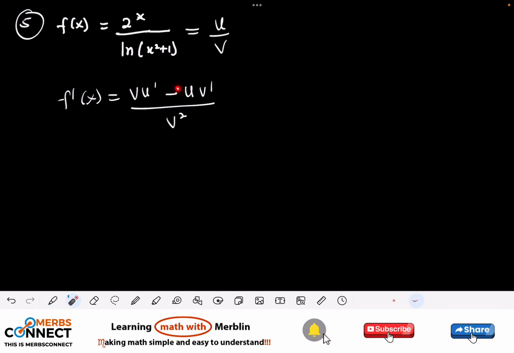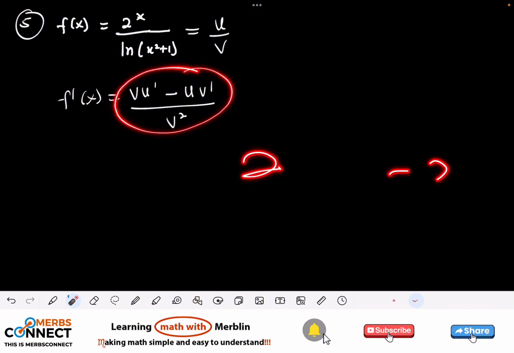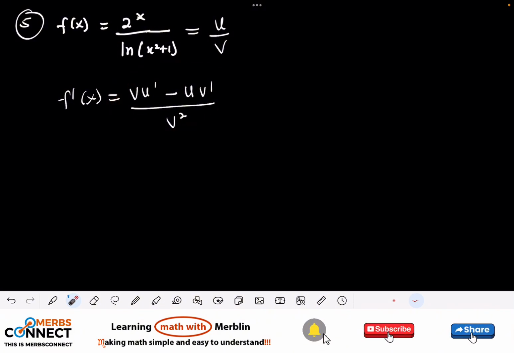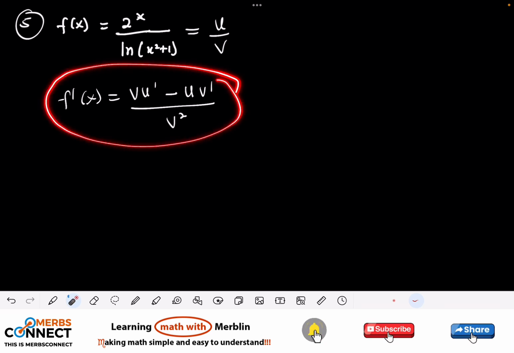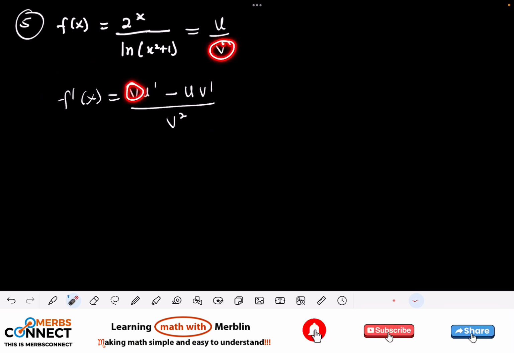Here, the minus counts a lot. I cannot bring this before this. If you do it like u v prime minus v u prime divided by v squared, and the result that we are going to get from this is 2, you are going to get minus 2. So make sure that you know how to write the formula down. Maintain the denominator, differentiate the top, minus, now maintain the top and differentiate the denominator, all divided by the denominator squared.